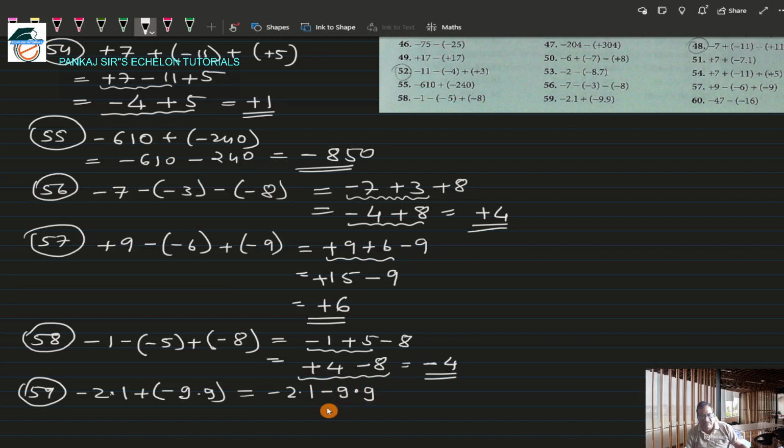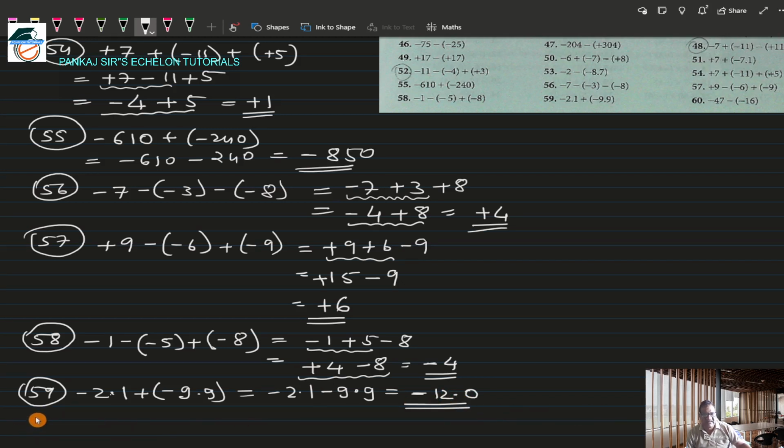Now these are two directed numbers with the same sign, minus. So I'll repeat that sign minus. And all I have to do is add the numbers. So 9.9 plus 2.1: 9 plus 1 is 0, and 1 carried. 9 plus 1 is 10 and 2 is 12. The answer will be minus 12.